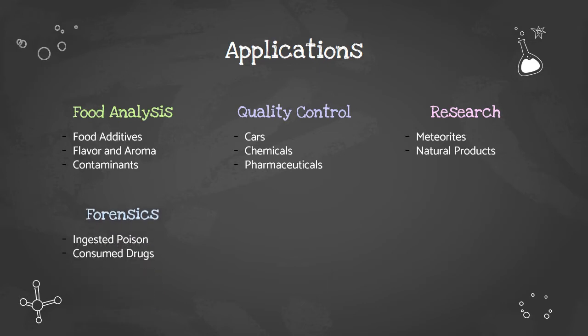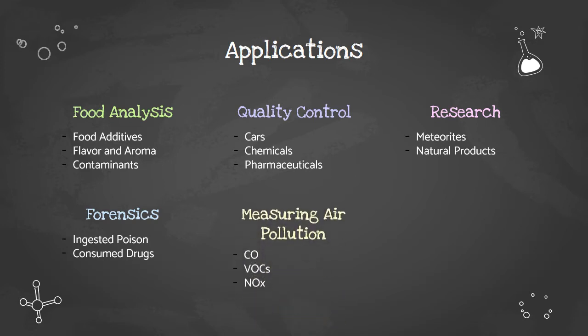Forensics. For many years gas chromatography has been used in forensic science. Mostly, it is used to determine circumstances of a person's death, such as whether they ingested poison, or consumed drugs or alcohol in the hours prior.